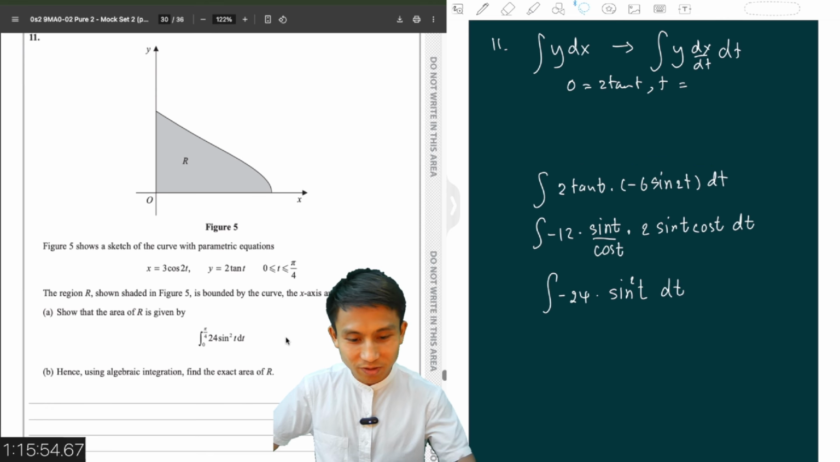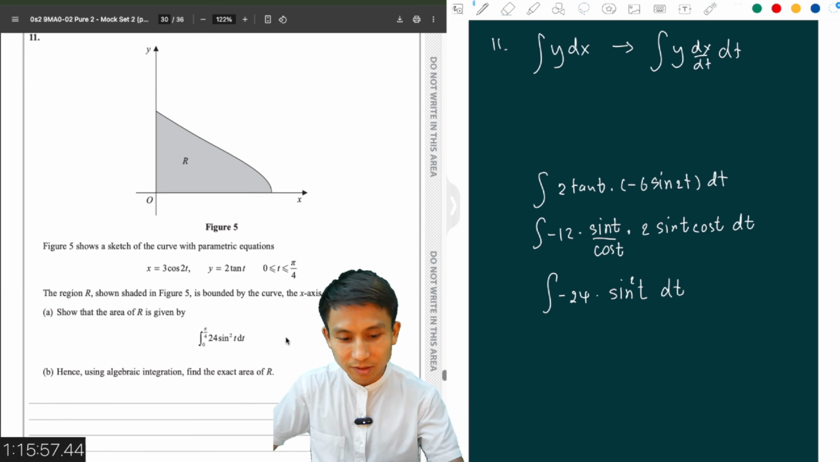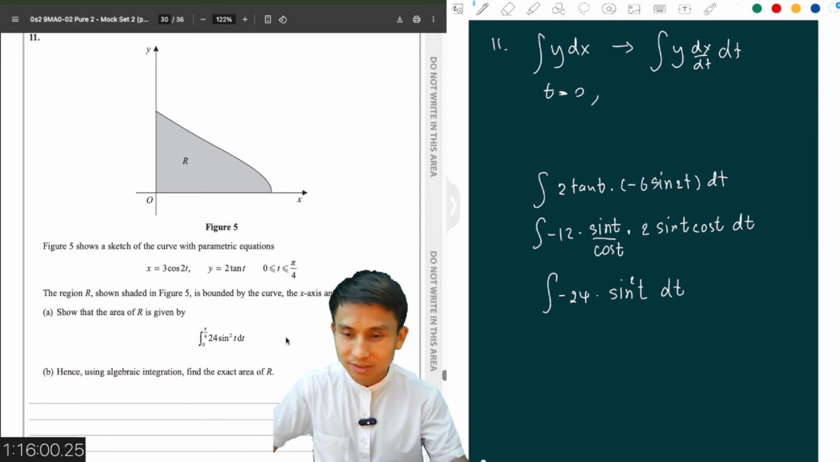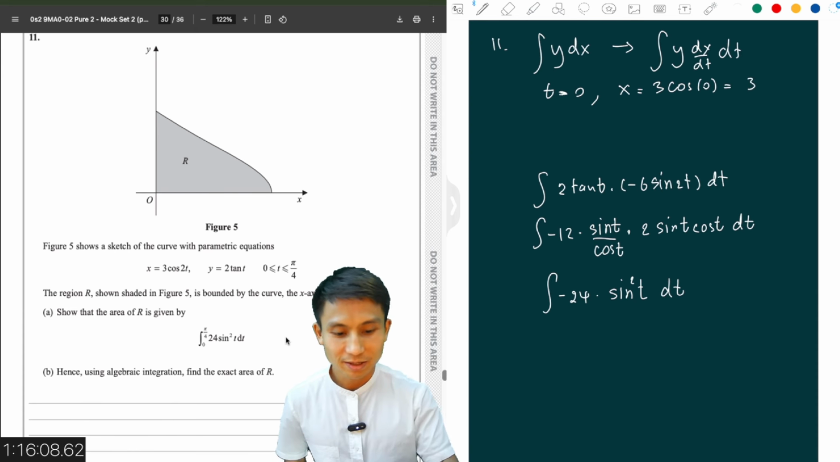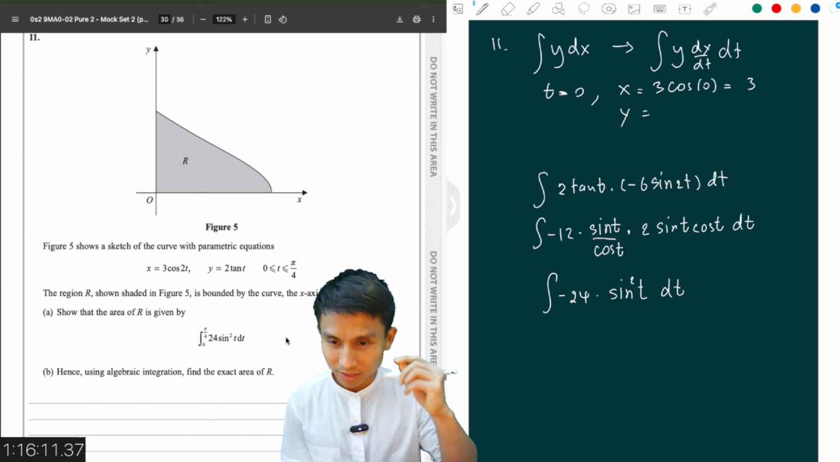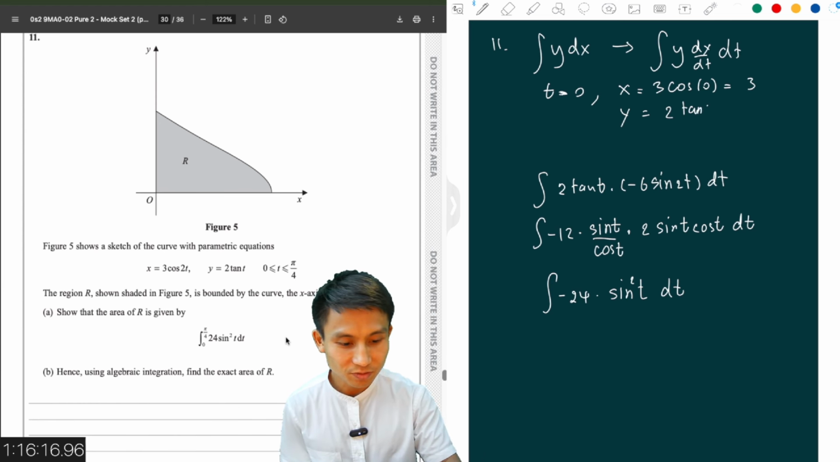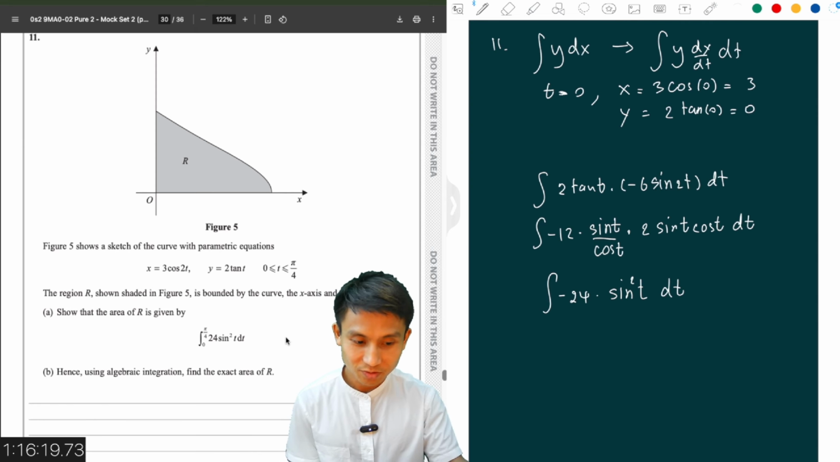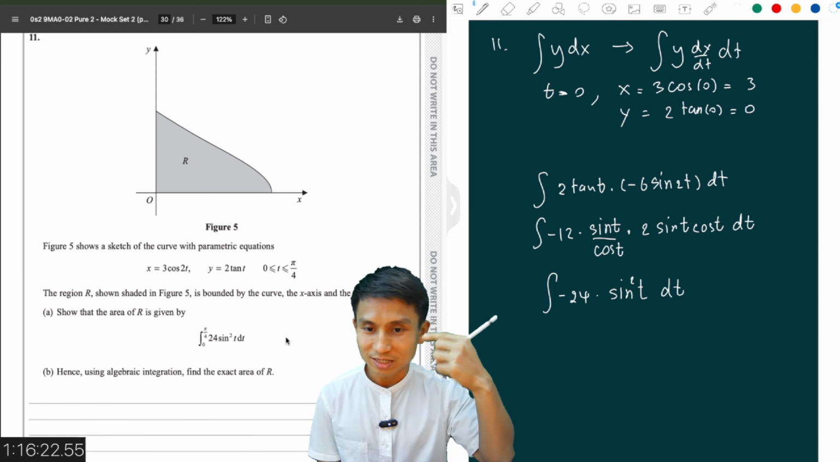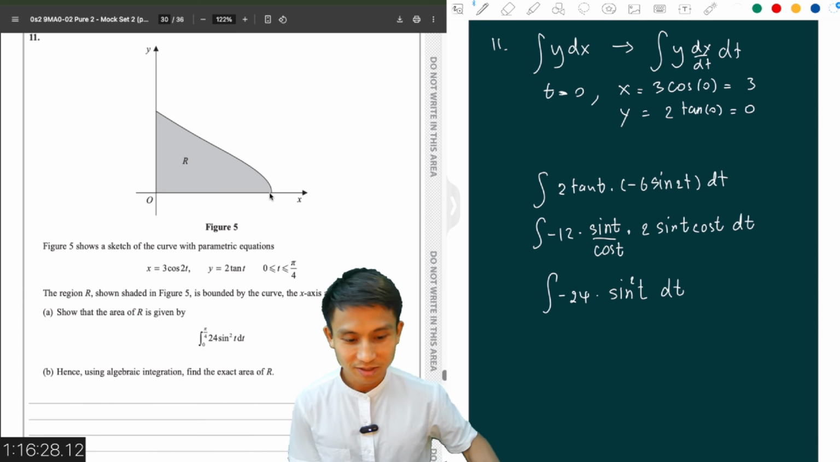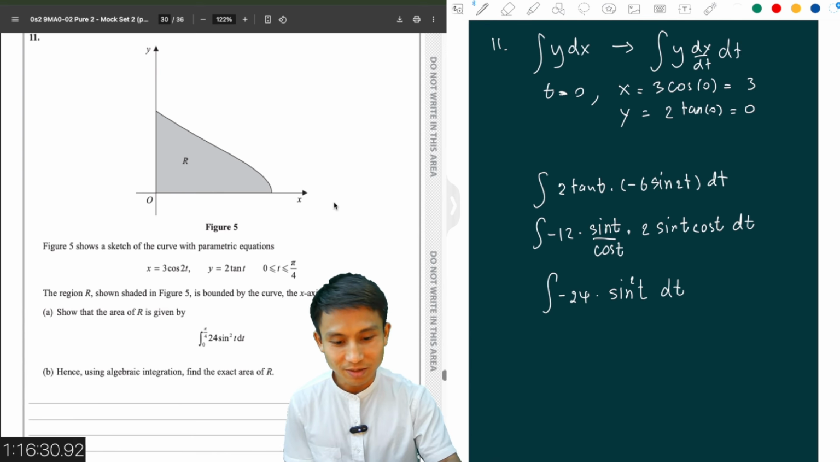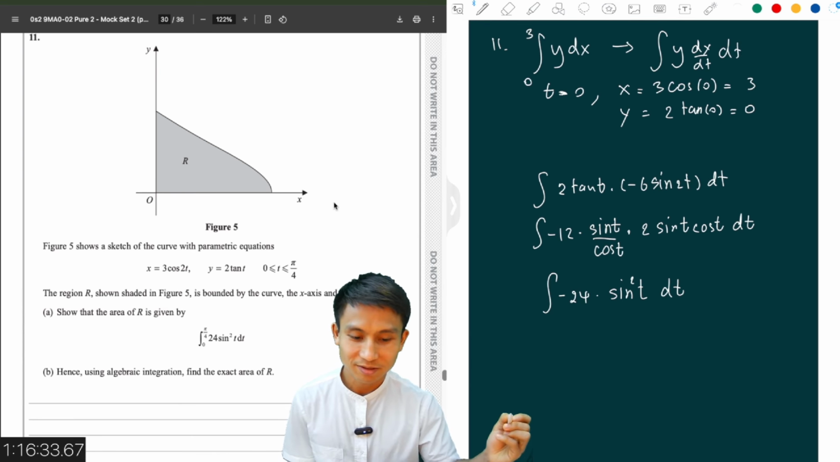Okay, so if you put t equals 0 into the x, this is like doing it backwards. X will be 3 cos 0, and that's 3, right? But y is just what? The same value here, t being 0, so y will just be 2 times tan 0, and that is actually 0. So this is saying when t equals 0, the point is (3, 0), and that is the x-intercept here. So the previous limit would be 0 to x, right?